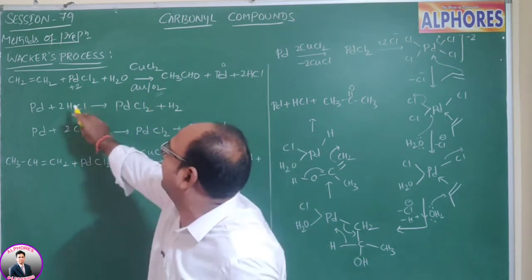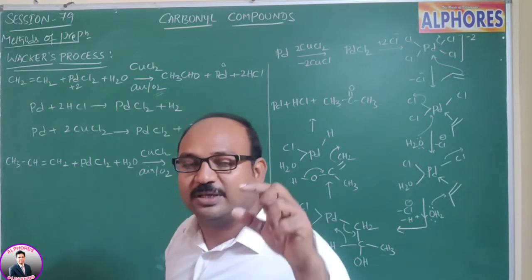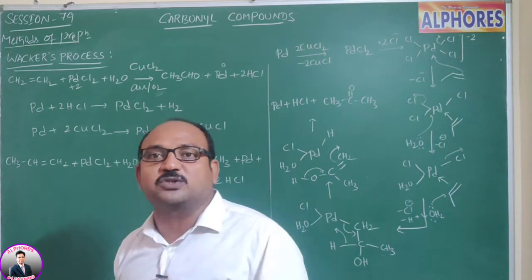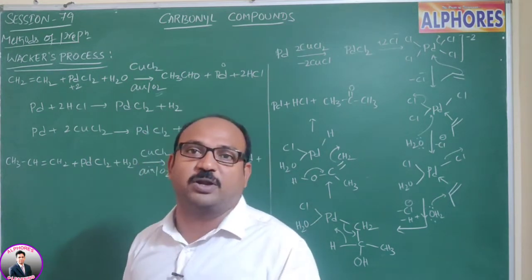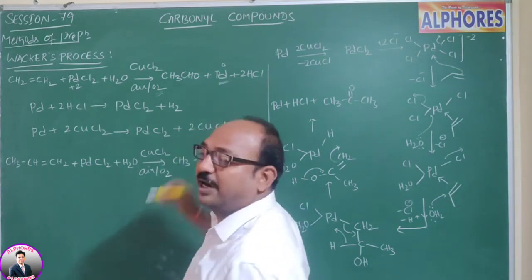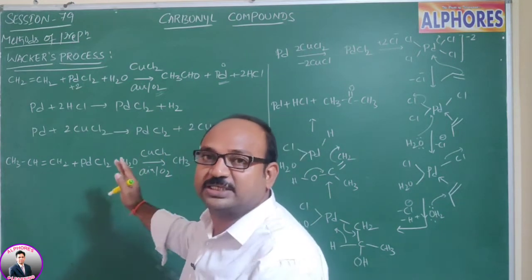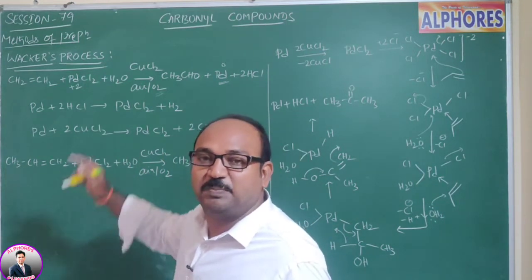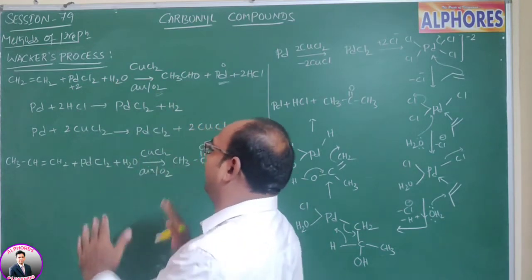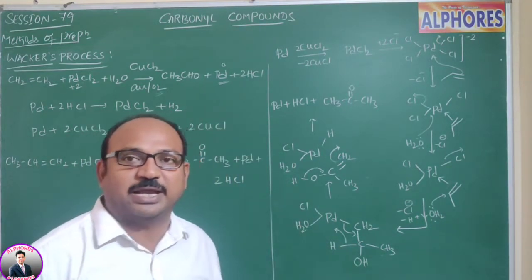This cuprous chloride again combines with HCl and converts back into CuCl2. So cupric chloride is consumed and converts into cuprous chloride, and cuprous chloride by taking HCl again converts into cupric chloride. The main role here is that cupric chloride converts the formed byproduct palladium into palladium chloride. The overall reaction is oxidation of alkenes, and the reduced one is Pd plus 2, which converts into Pd. Now, the mechanism is a little complex.